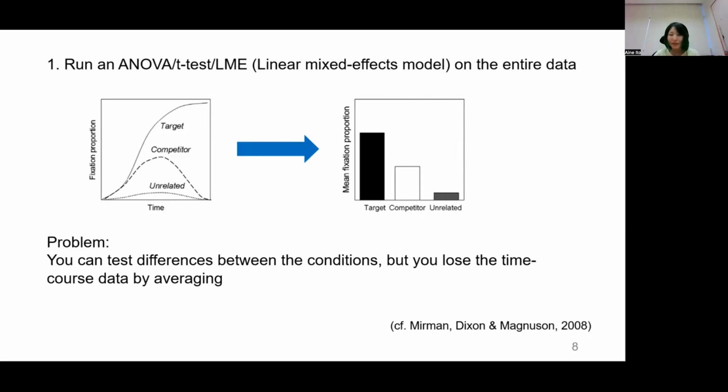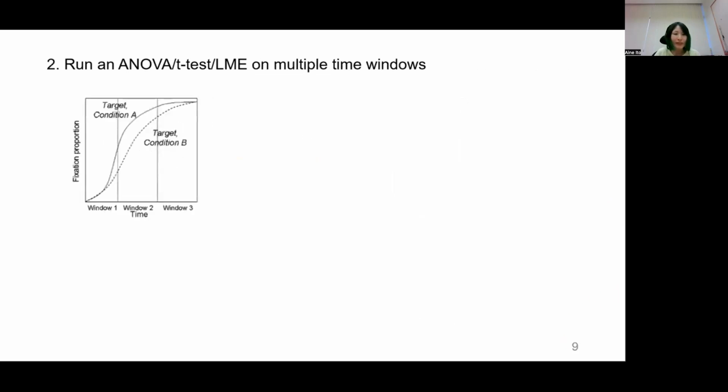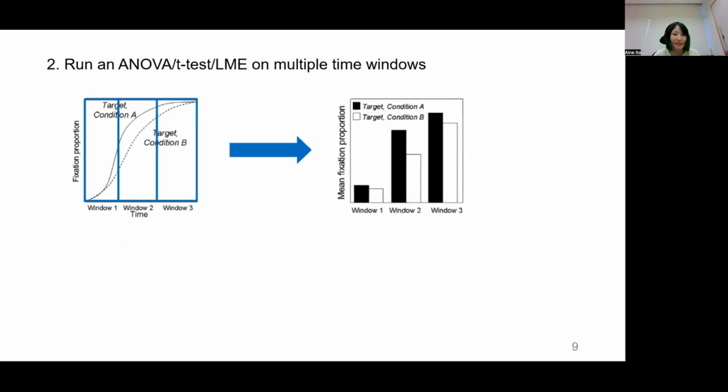So if you wanted to keep the time information, what you could do is run the same model on multiple time windows, right? For example, you may decide to run the model in 3 different windows, to look at how the difference between the conditions changes across time, right? So let's say these are the 3 time windows I want to focus on, and then I'll average the fixation proportion within each window, right?